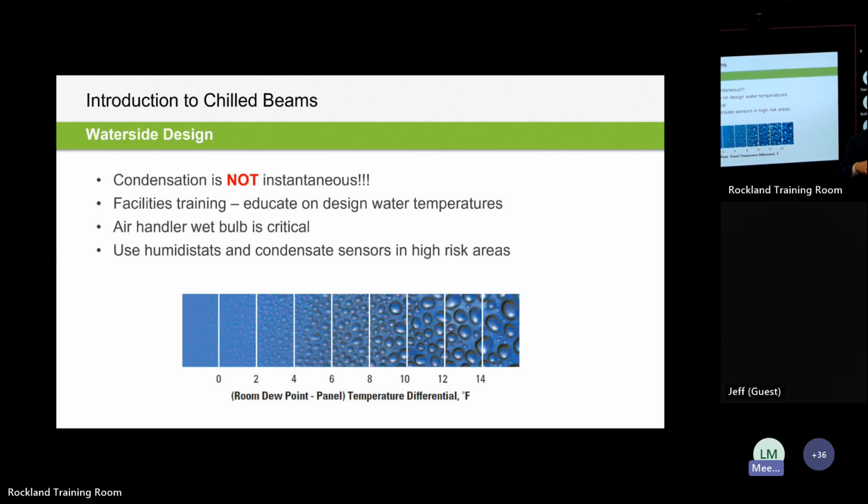Or if the air handler went down, I think that happened in Florida, but they didn't cut off the chilled water. Obviously, the air handler going down is a significant issue. Just educating the facility is really key to make sure they understand that.